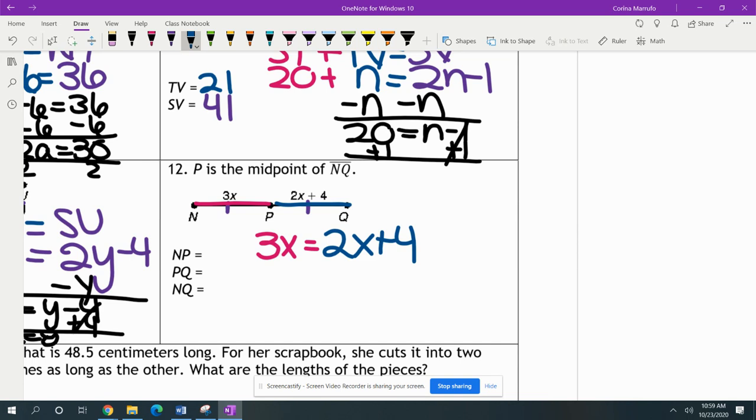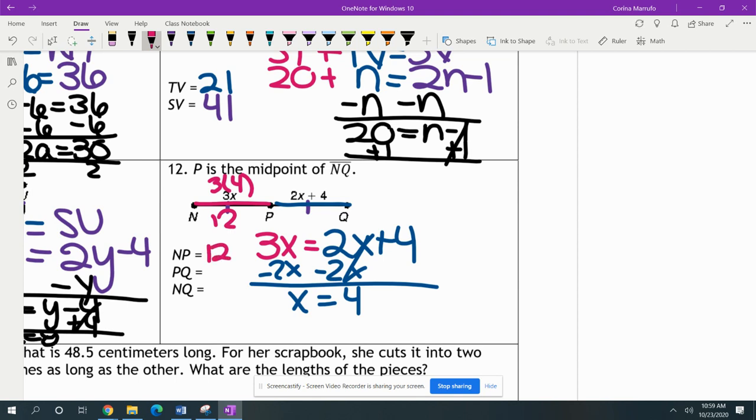So I'm going to solve for x. So minus 2x minus 2x. We get x equals 4. Okay, we solve for x. So now we can go ahead and plug in. So here we're going to do 3 times 4, which gives us 12. So from N to P is 12. And then here, 2 times 4 is 8, plus 4 should give us 12.